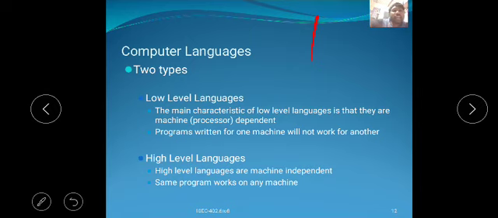In the low level languages, the main characteristic is that they are machine dependent. The programs written for one machine will not work for another. That is the low level languages. High level languages are machine independent. The same program works on any machine.